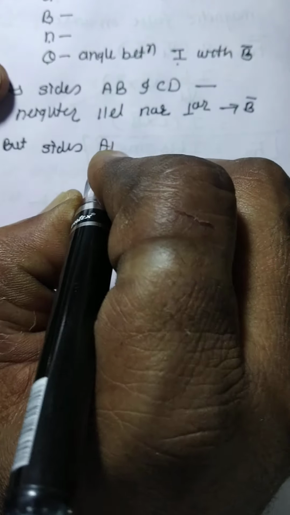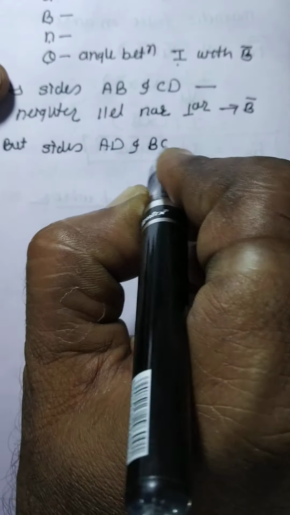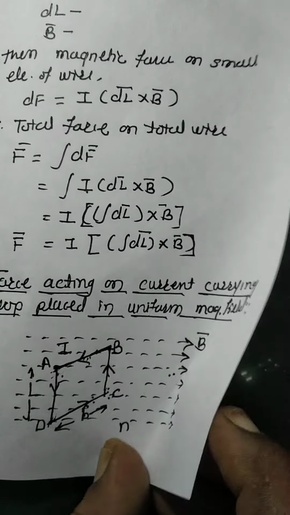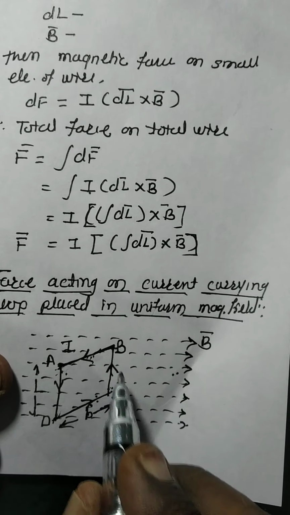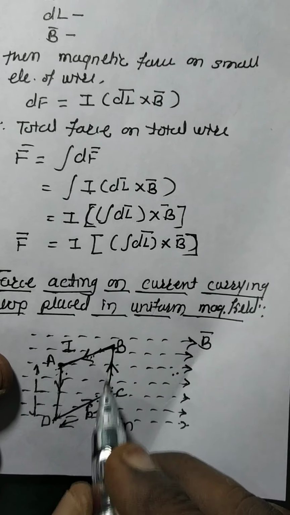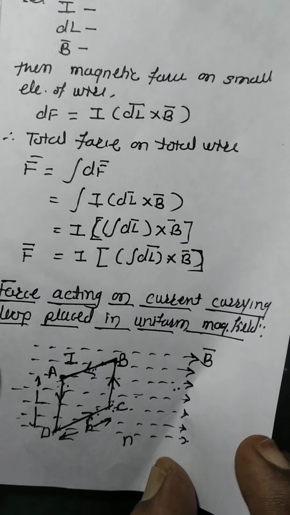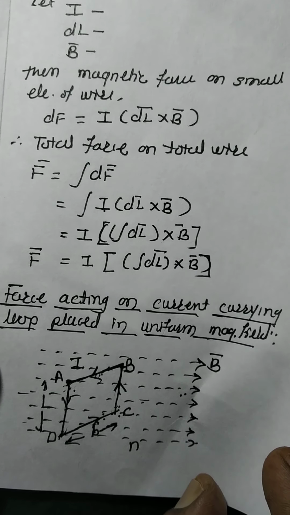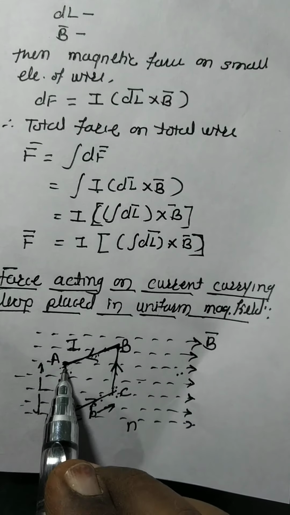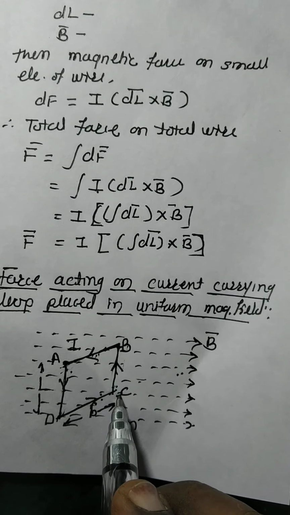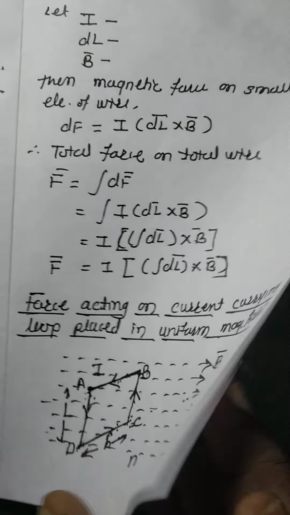But sides AD and BC, बघा या डायग्राम मध्ये, sides AD and BC are perpendicular to direction of magnetic field. Sides AD and BC are perpendicular to magnetic fields. Force acts on each side.